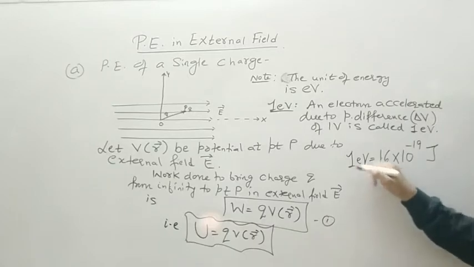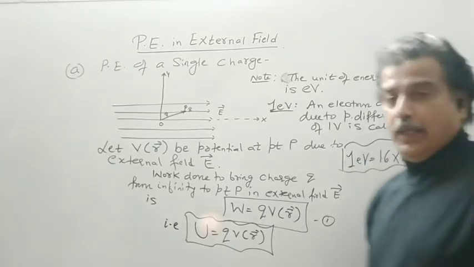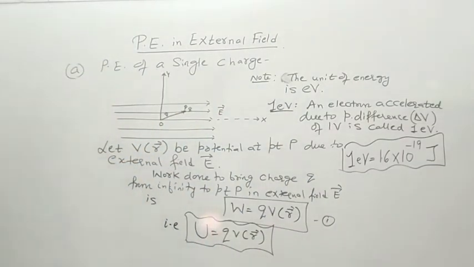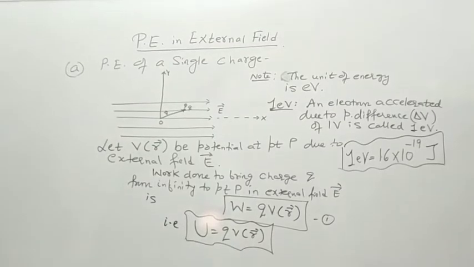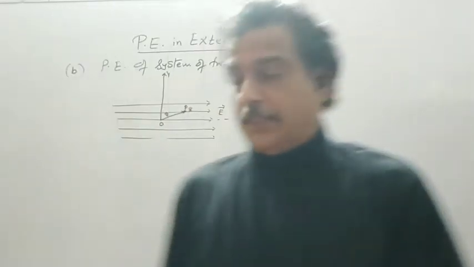So 1 eV is equal to 1.6 times 10 raised to minus 19 joule. So we will use this unit in the numerical. So this is the potential energy of a single charge. Now we will see the potential energy of the system of two charges.